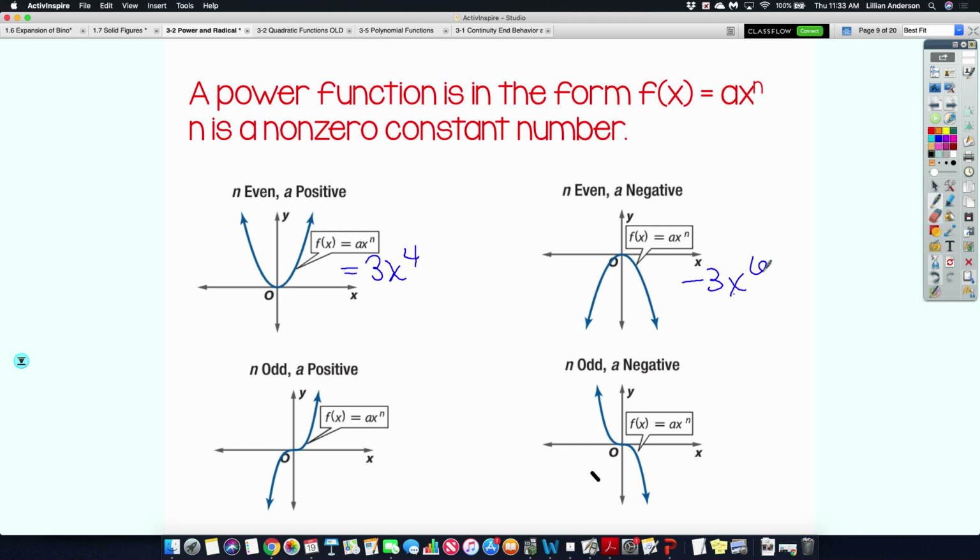If n is odd and a is positive, then it's going to look similar to a cubic function, where the left end behavior is negative infinity, the right end behavior is positive infinity. So that would be an example like what? Someone give me a positive a value and an odd n value.